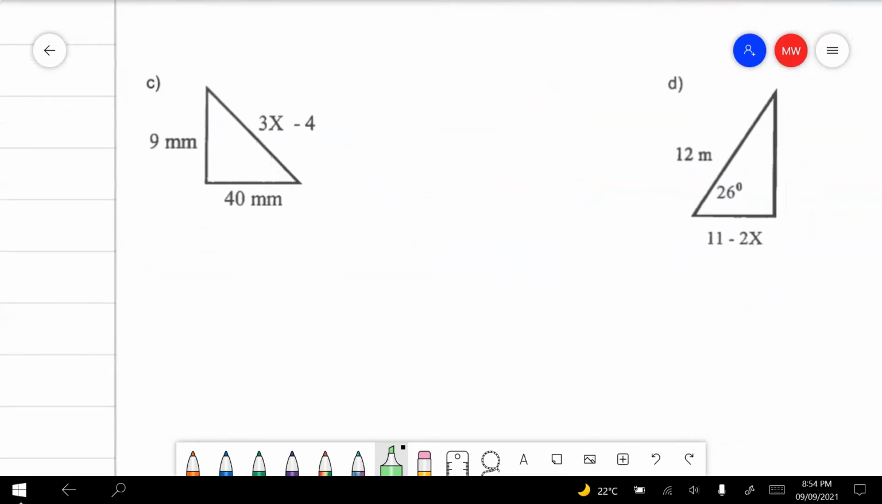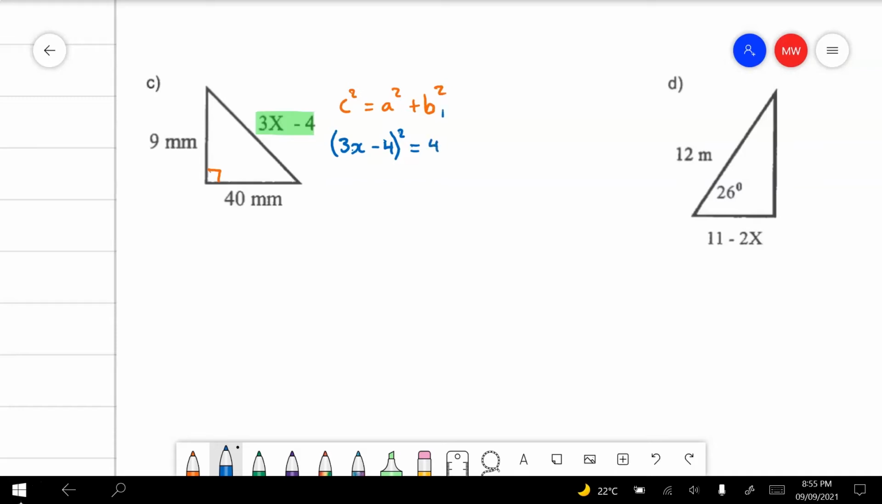Question C is another Pythagoras one. This time the subject of the equation is the hypotenuse. So I'll go back to c squared equals a squared plus b squared. But we can see this time that the hypotenuse is a bit of an unusual one. I don't want that 3x minus 4 falling apart. So when I put it in as c, I'm going to put it in brackets. And I'm going to let it just sit there in brackets while I solve the whole equation. And then at the very end, I'll solve for x.